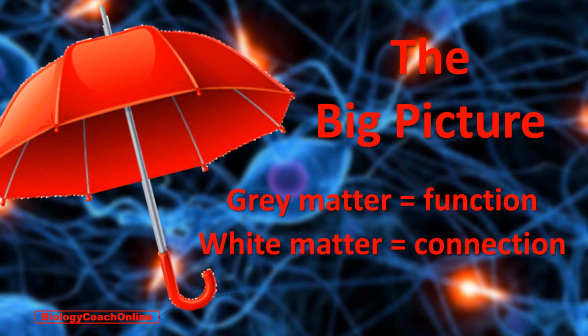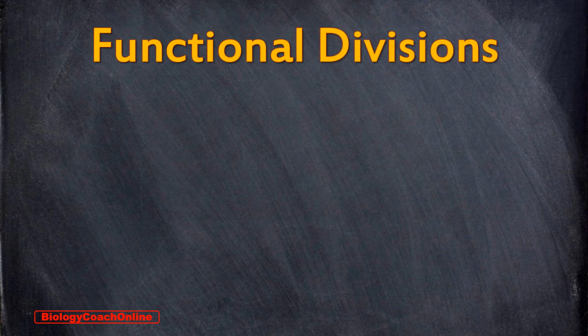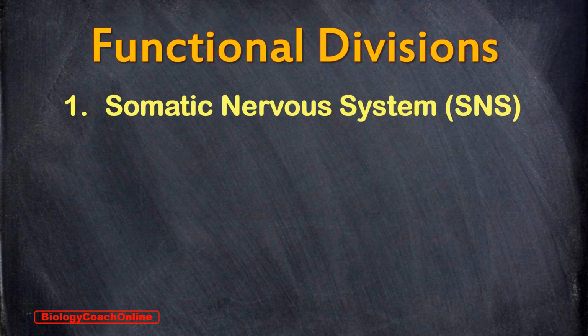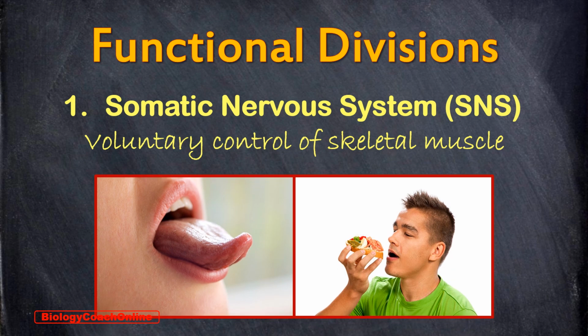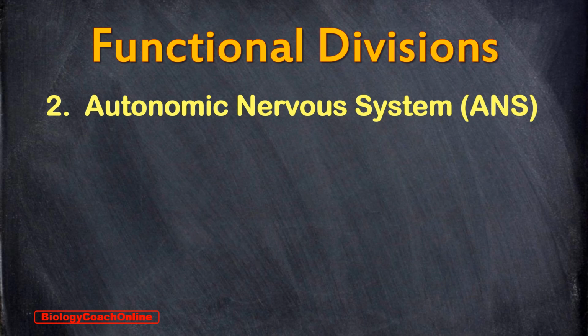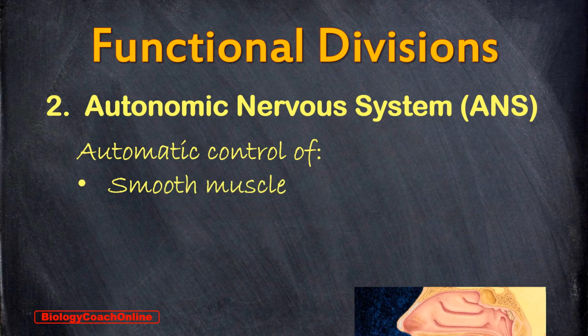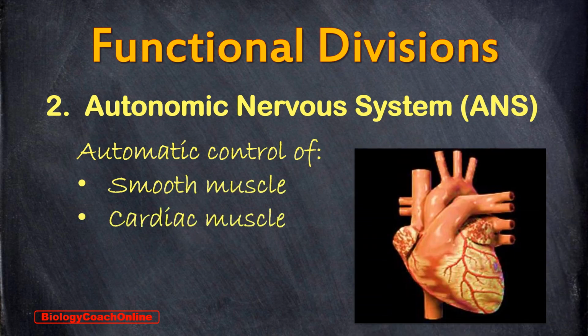So there are two functional divisions of the nervous system as well. The first is the somatic nervous system, or SNS. It controls the voluntary contractions of your skeletal muscles. Now, you will recall that your skeletal muscle is completely under your conscious control. Remember, you either choose to walk or you choose not to walk. So the muscles of your tongue and your muscles of mastication, for example, are all under control of your somatic nervous system. The second functional division is the autonomic nervous system, or ANS. It provides automatic regulation of smooth muscle, remember your esophagus, cardiac muscle, remember that's your heart, and gland secretions, remember your salivary glands.